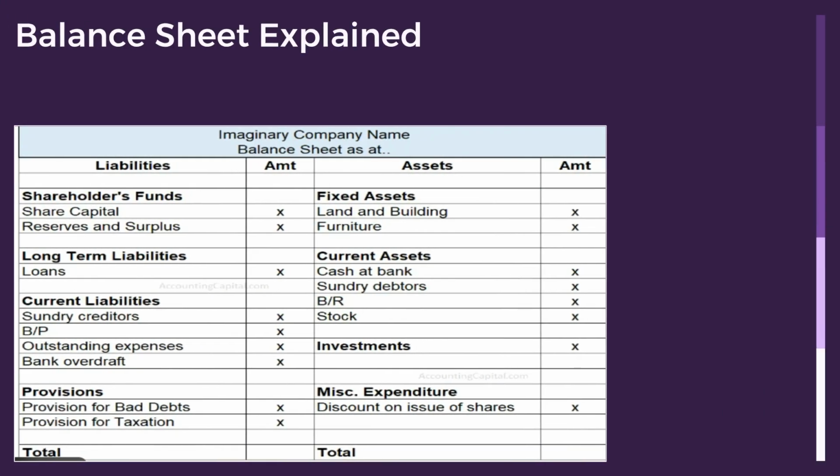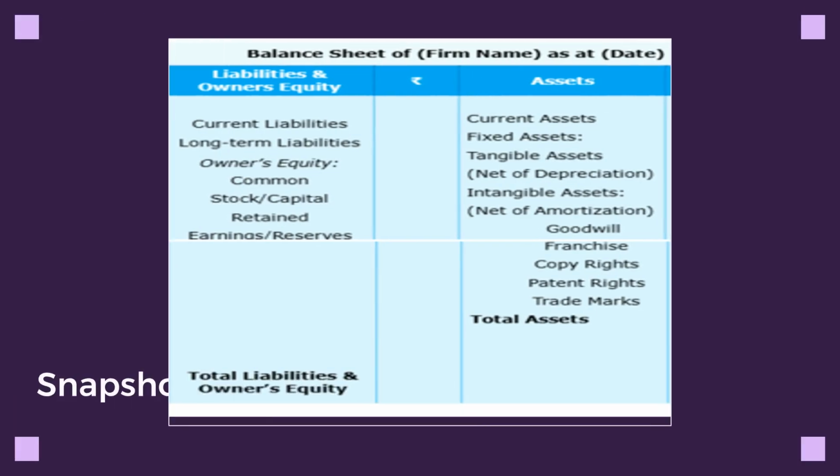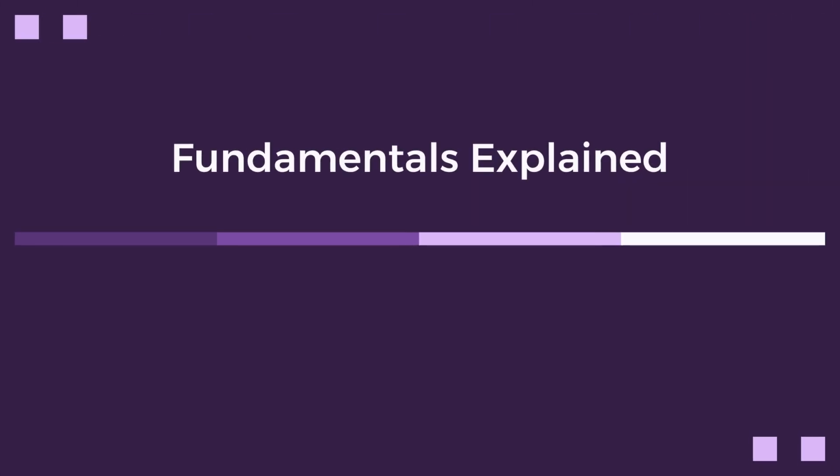Today, we're diving into the balance sheet, a core financial statement used to study the health of a business firm. A balance sheet is a snapshot of a company's financial health at a specific point in time. It lists what a company owns, what it owes, and the owner's stake. Let's explore the fundamental elements that make up a balance sheet: assets, liabilities, and owner's equity.